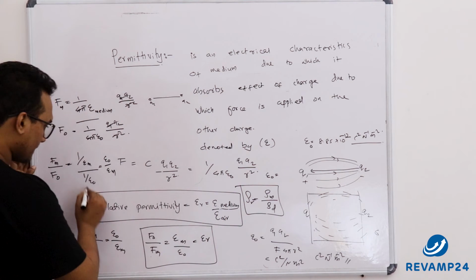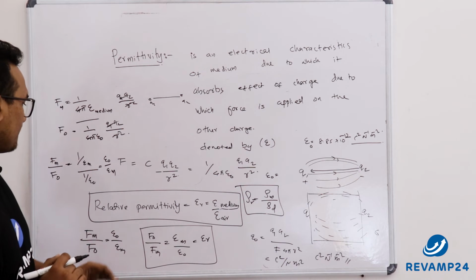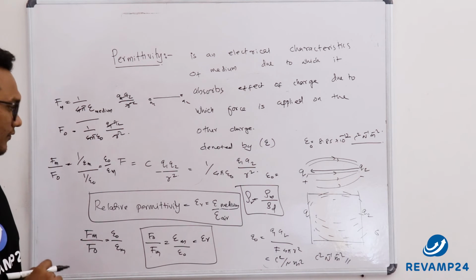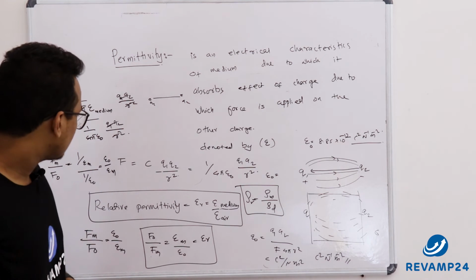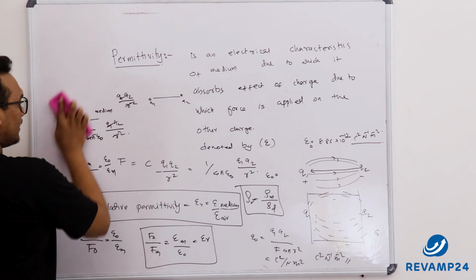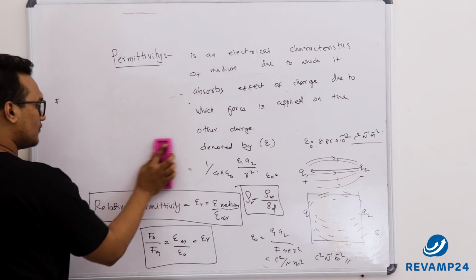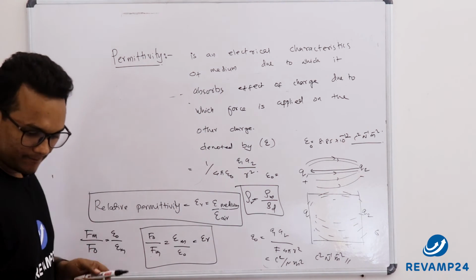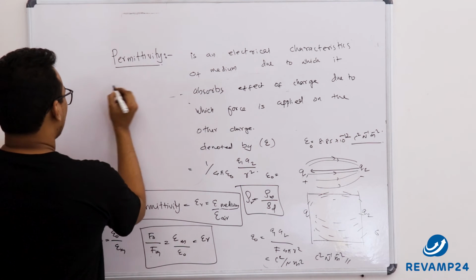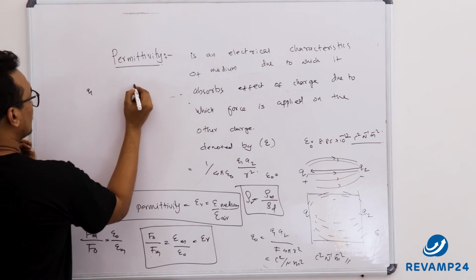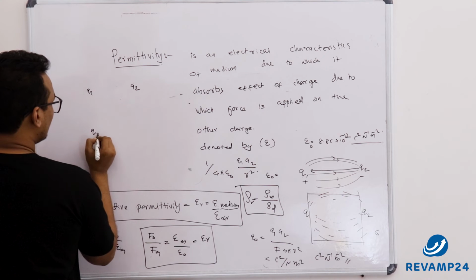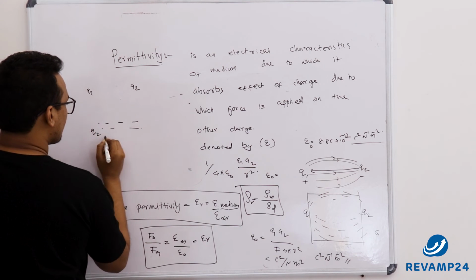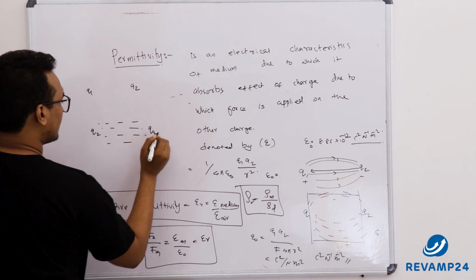Now I will tell you an application of relative permittivity. See, we have learned that the value of force will decrease when we are taking Q1, Q2 from free space to a medium. Force will decrease, right?